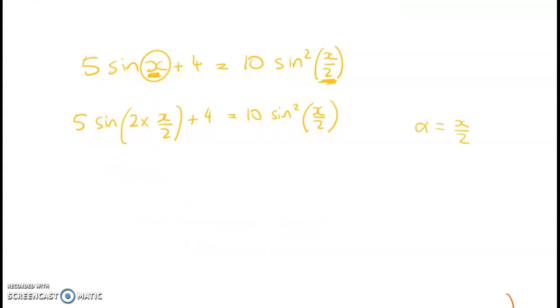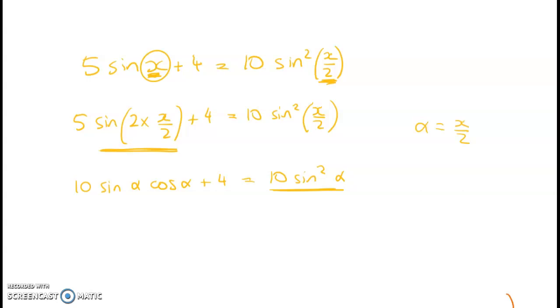And that means that I've got 5 sine of 2 alpha in here. So I'm going to do my double angle thing on this, which will give me 10 sine alpha cos alpha plus 4 equals 10 sine squared alpha. Now looking at that, I know that I have to factorize and get a product equaling 0 to get anywhere with solving trig equations. So the first thing I'm going to do is divide through everything by 2, and I'm going to subtract everything over to, well, it doesn't really matter which way I go.